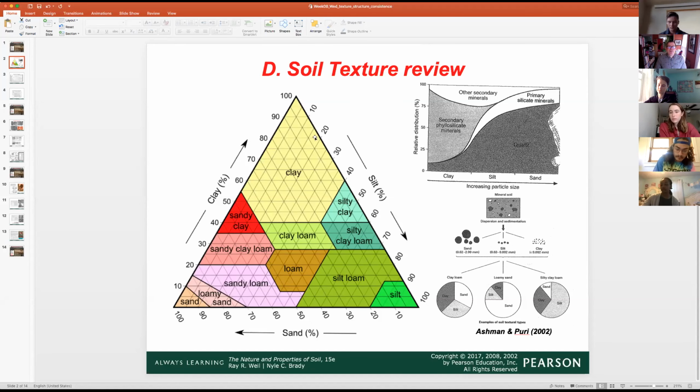We only actually have to measure 2 of these because 100% of the mineral soil is going to be made up of these 3 size fractions. So if you measure 2, you just add those together, subtract them from 100, and you get the third.